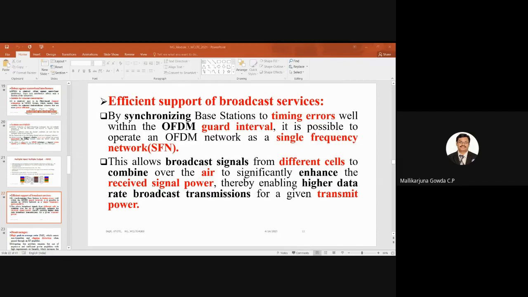I said it is an elegant solution for multipath interference. That is, it can overcome inter-symbol interference, ISI, right? Then what else? Reduced computational complexity, with the use of FFT and IFFT. IFFT is used at the transmitter side, FFT is used at the receiver side. So it can reduce the computational complexity. It's relatively robust against narrowband interference.